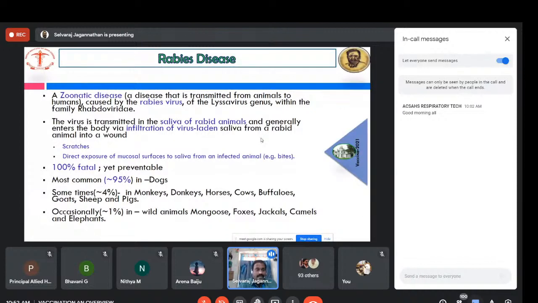Mostly, 95% of cases happen by dog bite. Sometimes, less than 4%, by monkeys, donkeys, horses, cows, buffaloes, goats, sheep, and pigs. Occasionally, less than 1%, by wild animals like mongoose, foxes, jackals, camels, and elephants. So these are the causative agents. Rabies is zoonotic, caused by the rabies virus, and transmitted through virus-laden saliva by bite, scratch or direct exposure. It is 100% fatal, and most commonly, 95%, it is from dogs. This is about rabies epidemiology and affected rates.